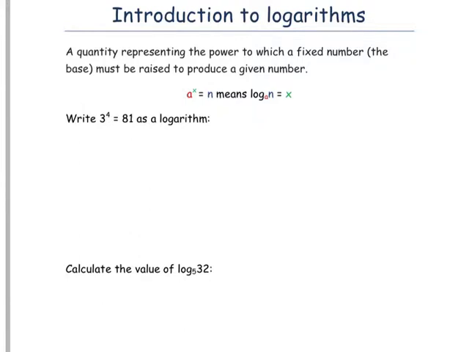So writing 3 to the power of 4 equals 81 as a logarithm, we basically have to follow this pattern. So the base number here is going to be the value 3. And the answer we get, so our value of n is 81, and that's going to be equal to the final thing we haven't used, which is the 4. So 3 to the power of 4 gives you 81.